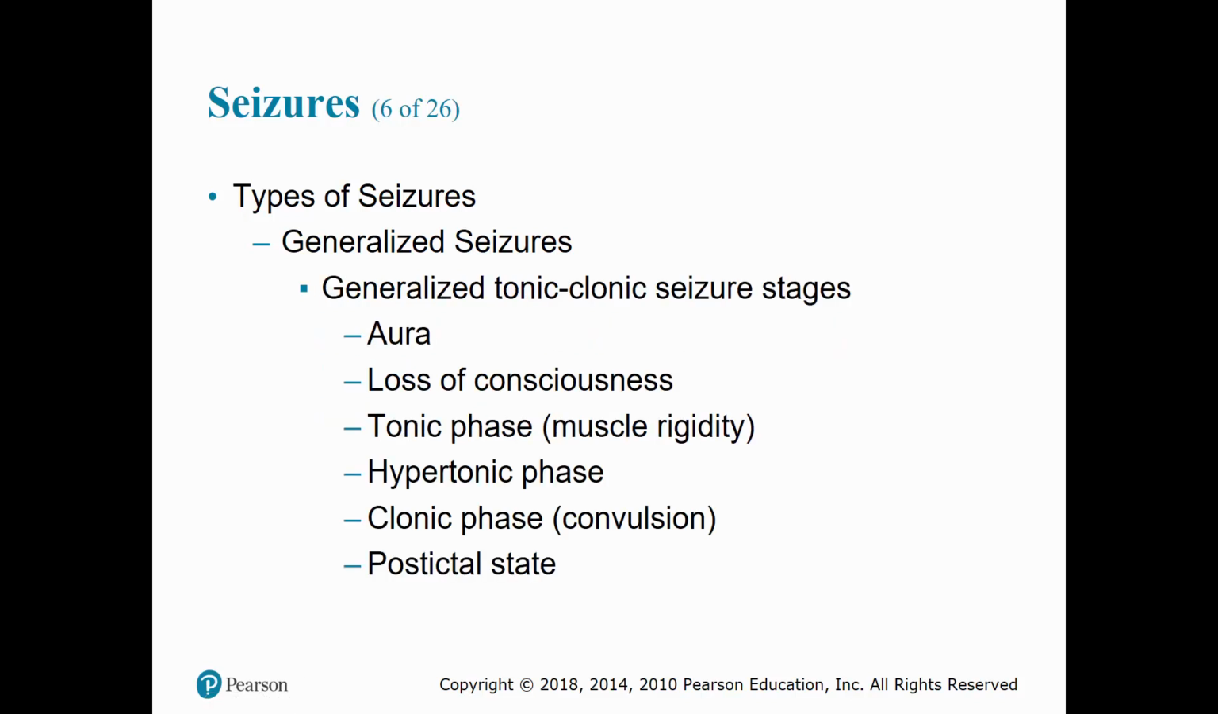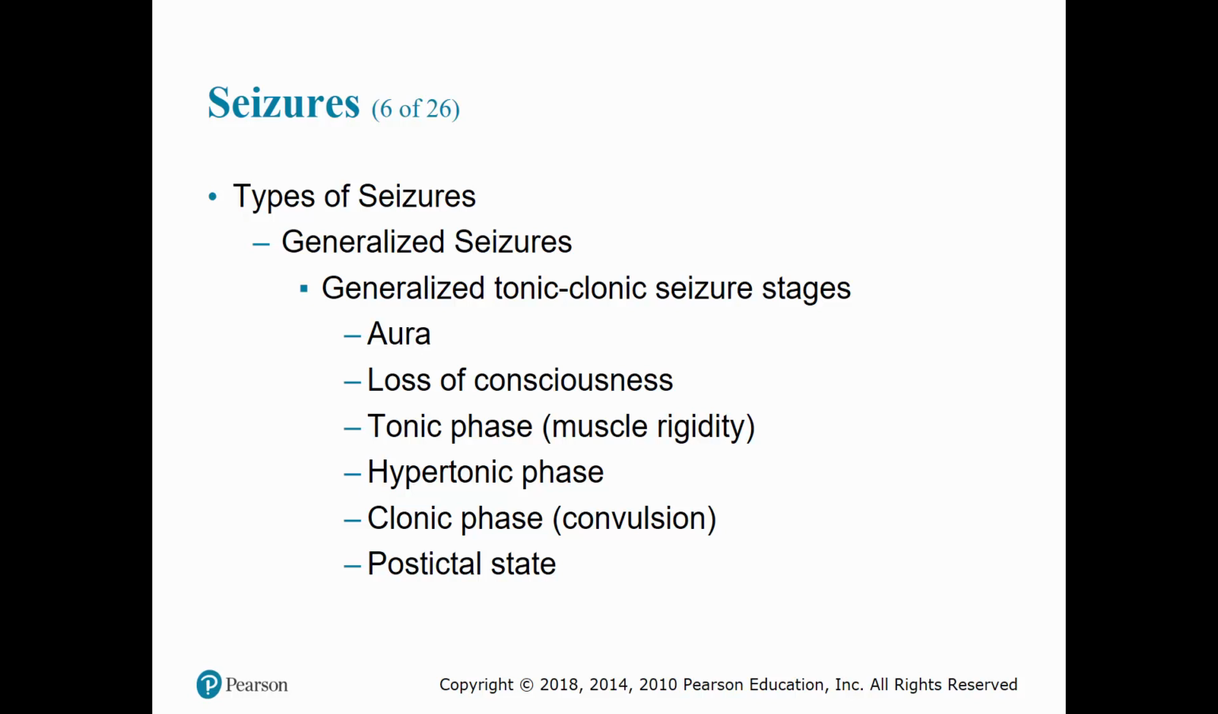Alright, generalized tonic-clonic seizure stages. An aura: some people get an aura, a feeling or a light. They may see something or hear something. It's considered a warning sign that a seizure is about to begin. Most patients that experience this know when a seizure is coming on because of this aura.